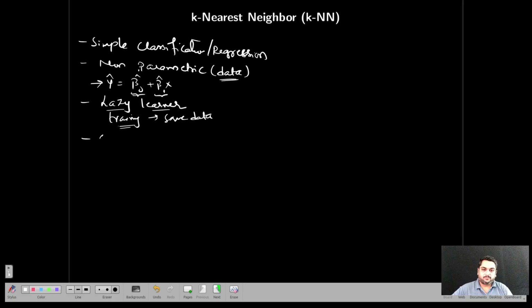This algorithm works well for small data sets. We will see why it is so once you understand this algorithm. Let us try to understand the concept. What is the concept? Let us take an example.